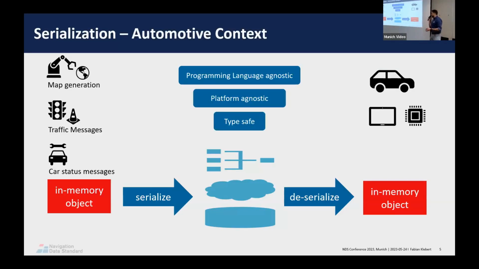In the automotive context, that can be map generation, traffic messages, some car status messages that need to go from one ECU, from one cloud computer, to another one. It goes over the wire, over a network, via the cloud. We put it in packets, we serialize it, and we deserialize it. What is important in our context is that it needs to be programming language agnostic, platform agnostic, and type safe, because in that transfer we don't want to make any errors, and an X comes out as a Y.